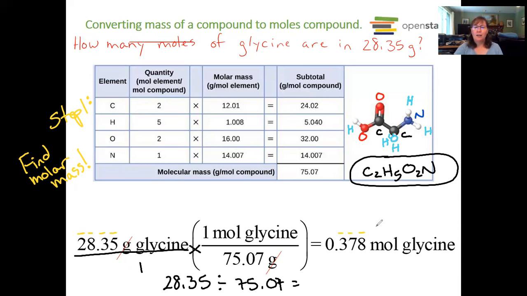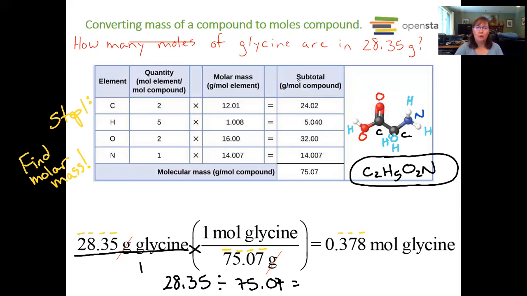Interesting. They calculated this. This slide comes from something else. They calculated this, and we only have 3 significant figures. And here we have 4 significant figures as well. So let's go ahead and take a look what that would be. That would be 28.35 divided by 75.07. Okay, these both have 4 significant figures.